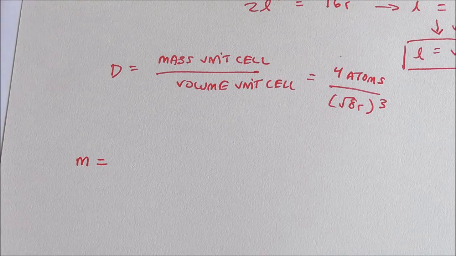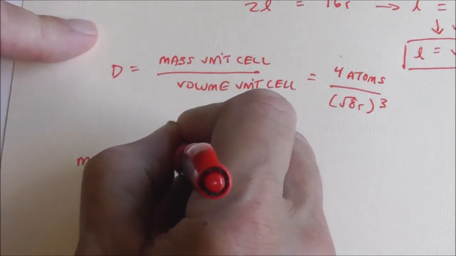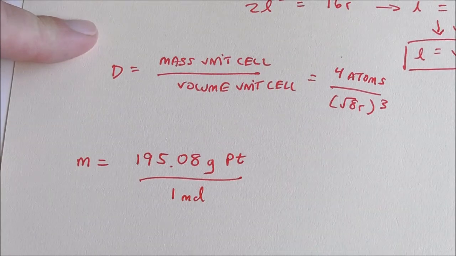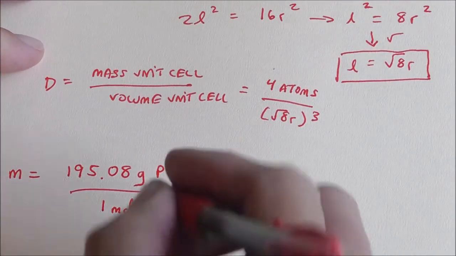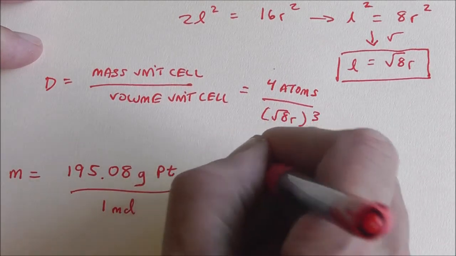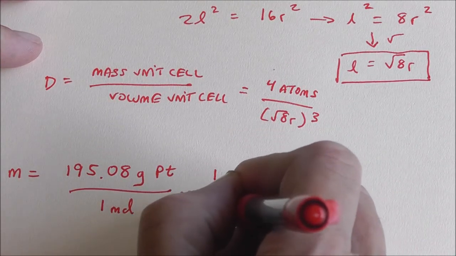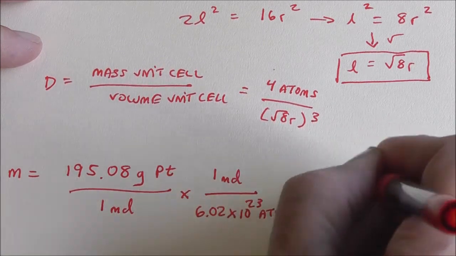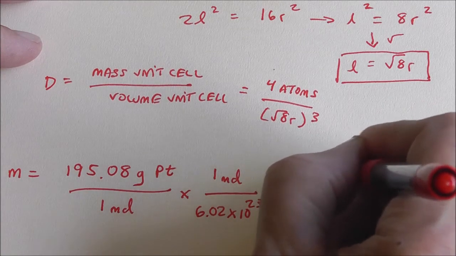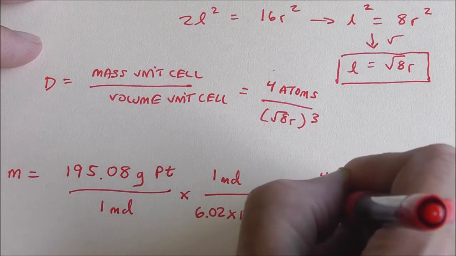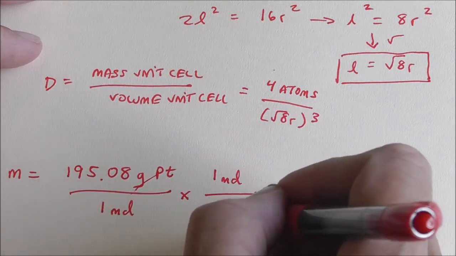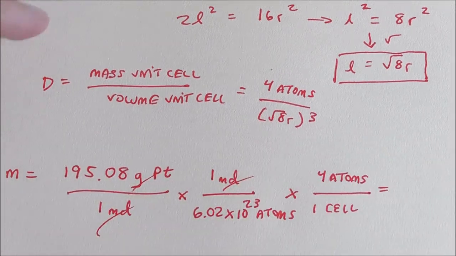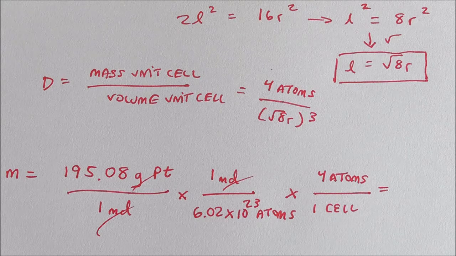So we're going to go ahead and start with 195.08 grams of platinum is what's in a mole. 1 mole, you see how this has shaken out the same way? 6.02 times 10 to the 23 atoms. Here's what's different: 4 atoms, 1 cell. Grams don't cancel. Moles cancel. Atoms cancel. We should get grams per cell.